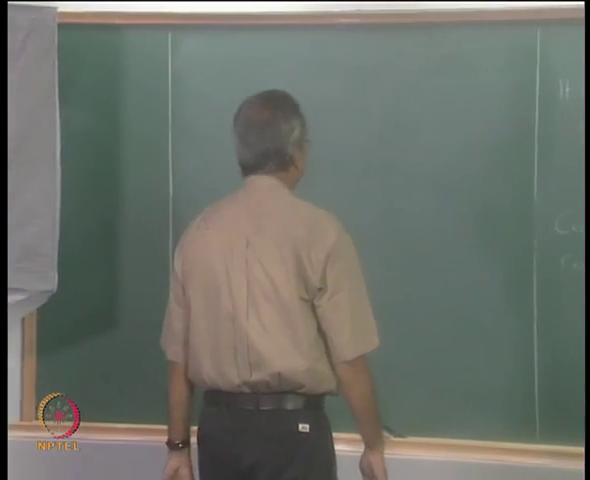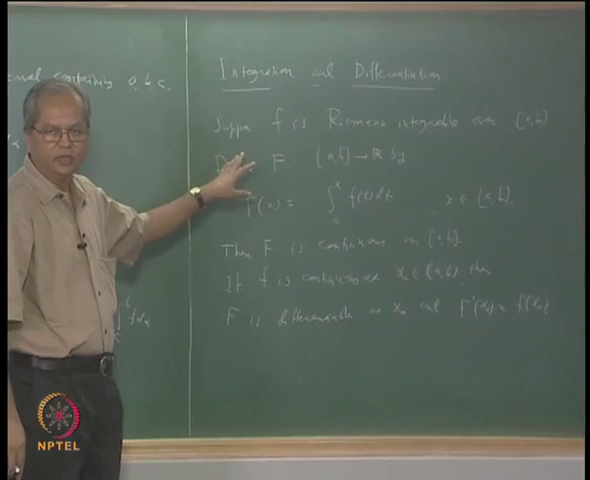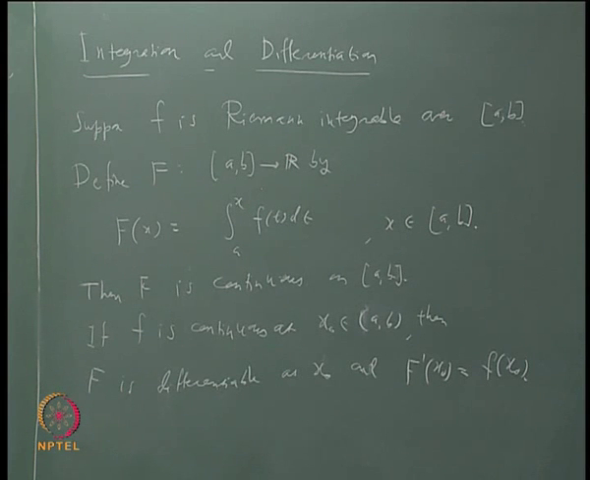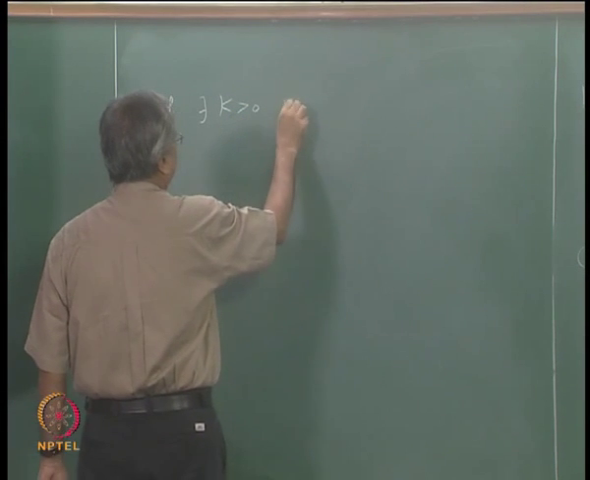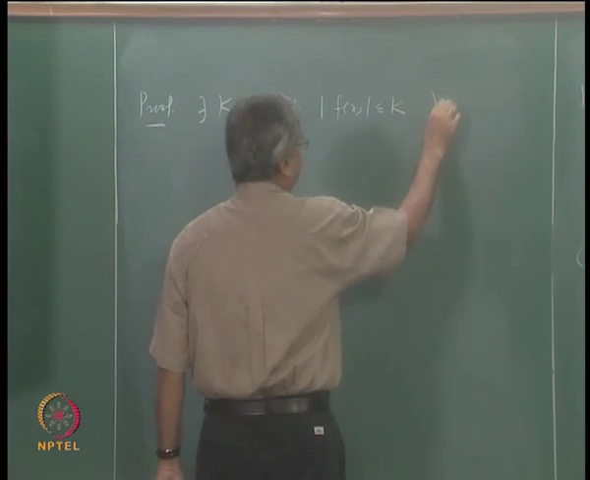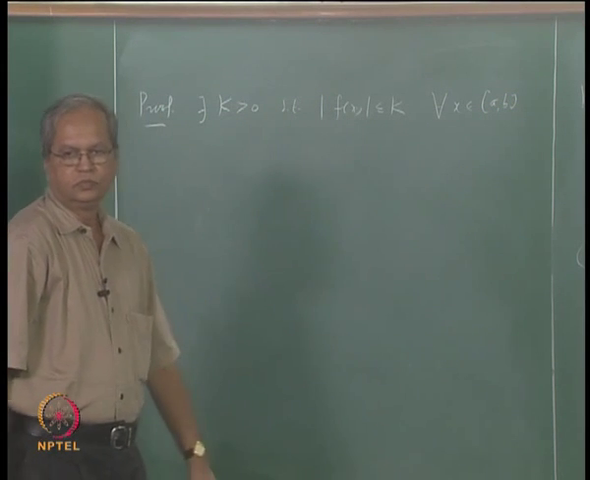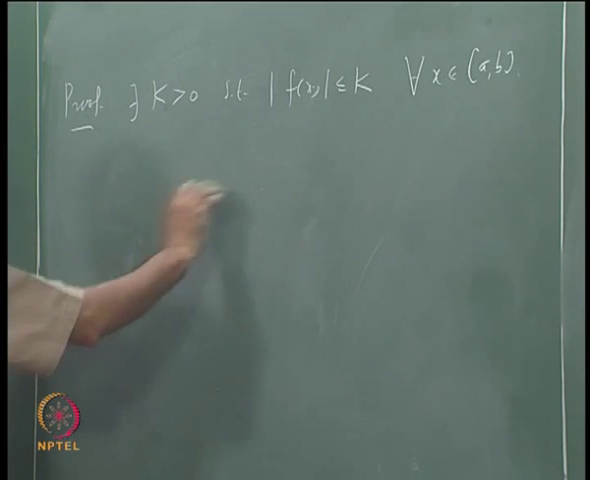Since this small f is Riemann integrable, we know that it must be bounded in particular. So if f is bounded, mod f is also bounded, and with a kind of argument that we have used very often, we can say that there exists some k bigger than 0 such that mod f(x) is less than or equal to k for all x in [a, b]. This is something we shall use. In fact, this will be our Lipschitz constant.